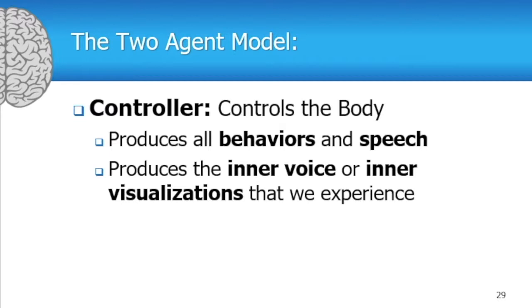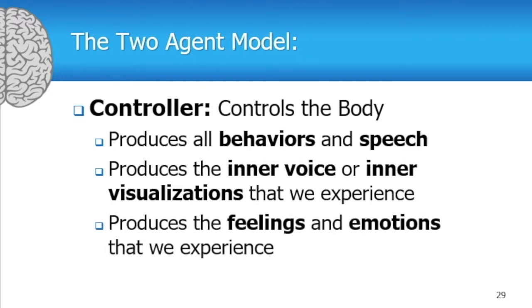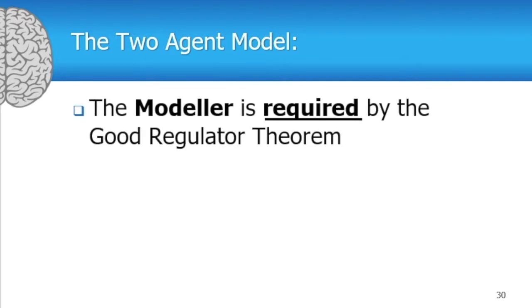The justification for including the inner voice and visualizations in the controller is that the inner voice is similar to external speech, and the inner visualizations can be used to practice or plan behaviors. The controller also produces the feelings and emotions that we experience. This is justified since feelings and emotions can be motivations that drive behaviors. Given a controller, the modeler is required by the good regulator theorem.